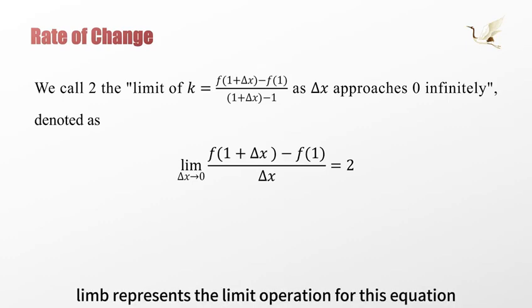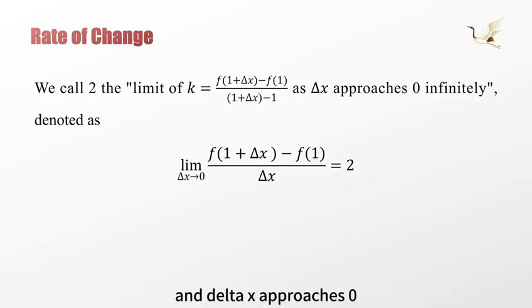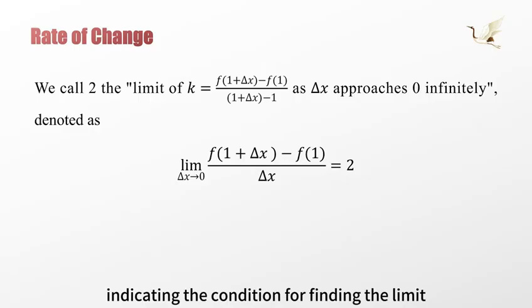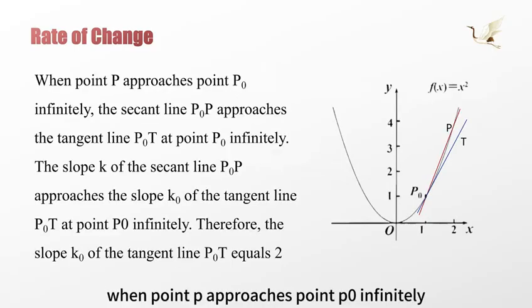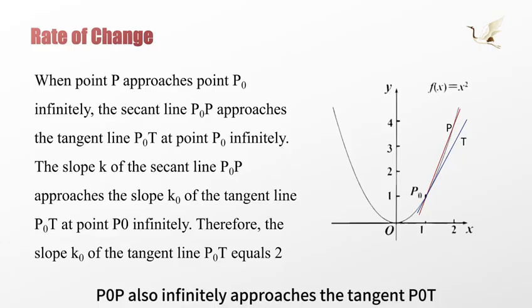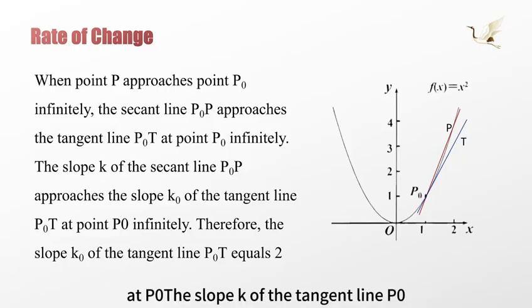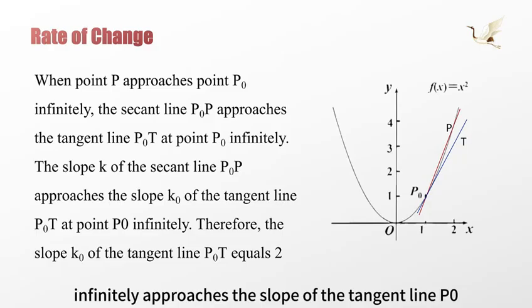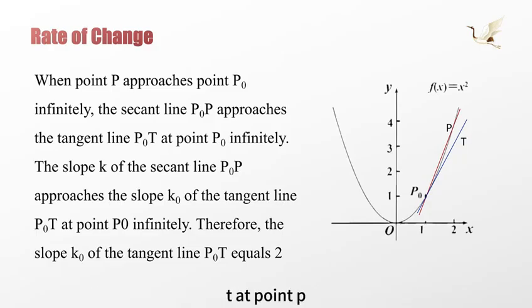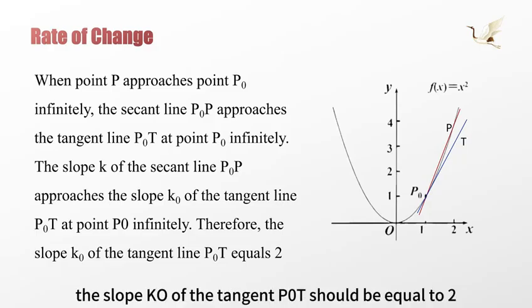Among them, lim represents the limit operation for this expression, and delta x approaches 0 indicates the condition for finding the limit. When point P approaches point P0 infinitely, the secant P0P also infinitely approaches the tangent P0T at P0. The slope k of the secant line P0P infinitely approaches the slope of the tangent line P0T at point P0. The slope k0 of the tangent P0T should be equal to 2.